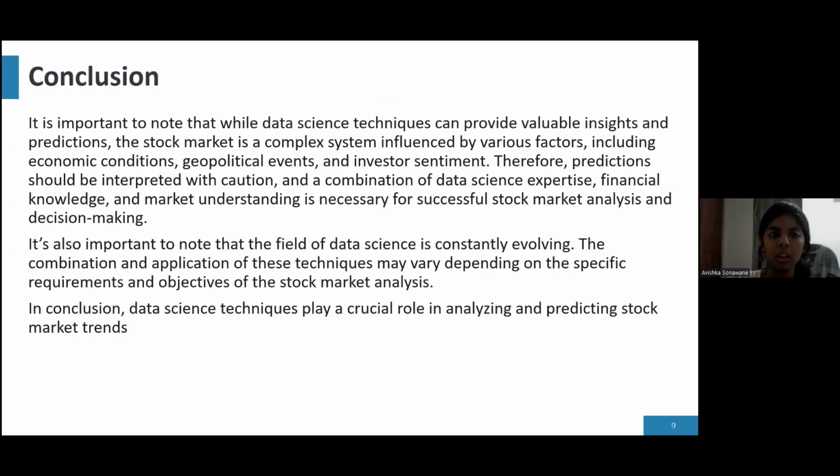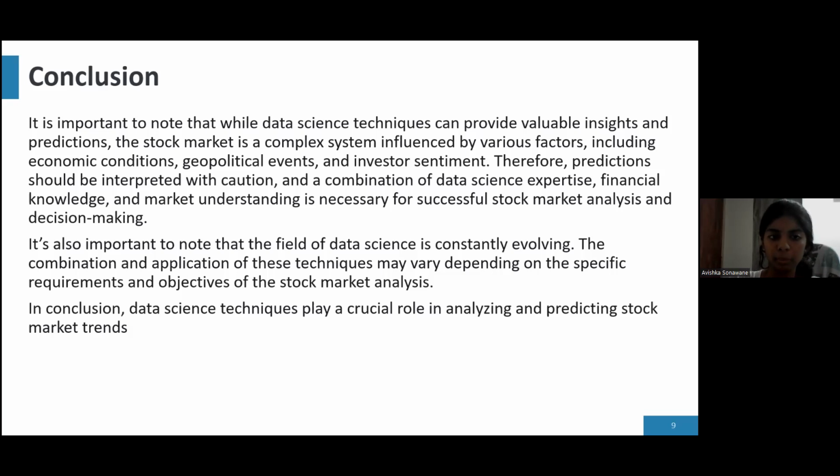In conclusion, the stock market is a complex system influenced by various factors, including economic conditions, geopolitical events, and investor sentiment. It is also important to note that while data science techniques can provide valuable insights and predictions, these factors are important to consider in stock market analysis. Therefore, predictions should be interpreted with caution, and a combination of data science expertise, financial knowledge, and market understanding is necessary for successful stock market analysis and decision making.